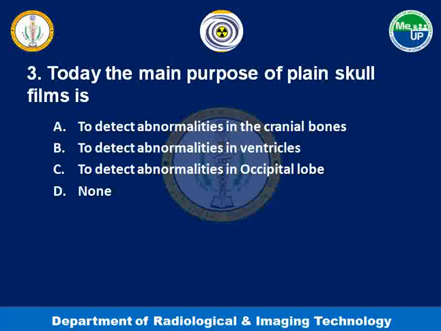Question number 3. Today the main purpose of plain skull films is: Option A is to detect abnormalities in the cranial bones. Option B is to detect abnormalities in ventricles. Option C is to detect abnormalities in occipital lobe. Option D is none. The correct answer of this question is option A. To detect abnormalities in the cranial bones.